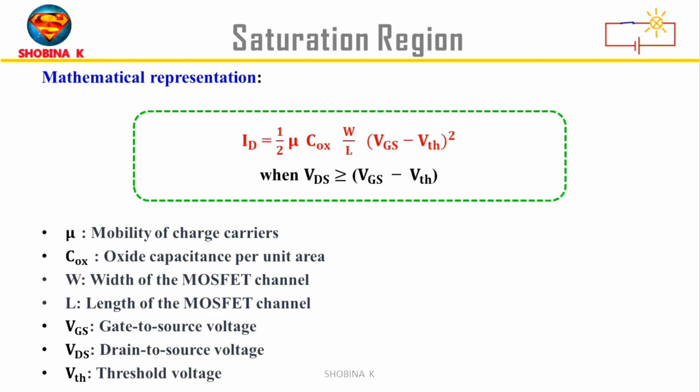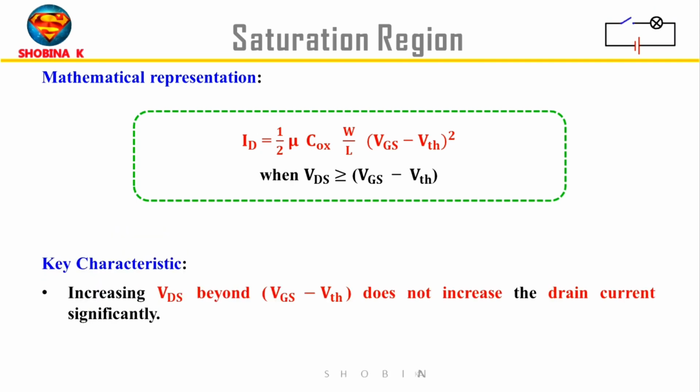In the saturation region, the current through the MOSFET, we call it ID, depends mainly on gate voltage. So the drain current is approximately given by the formula ID equals 1/2 times the product of mobility of charge carriers, the oxide capacitance per unit area, and the ratio of width to length of the MOSFET channel, multiplied by the square of the difference between gate to source voltage and the threshold voltage.